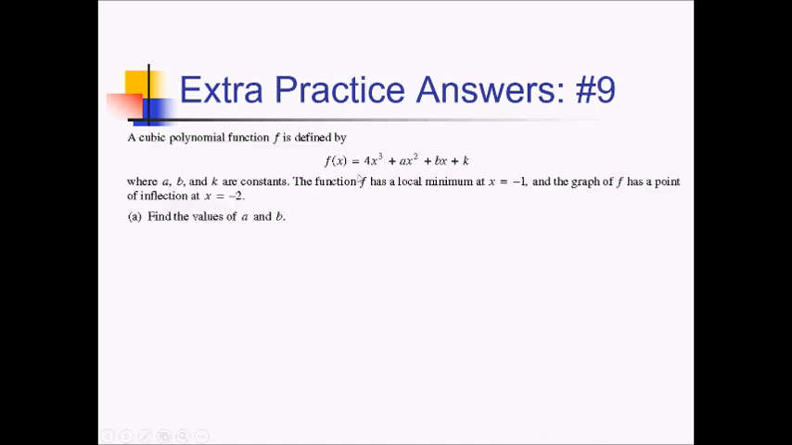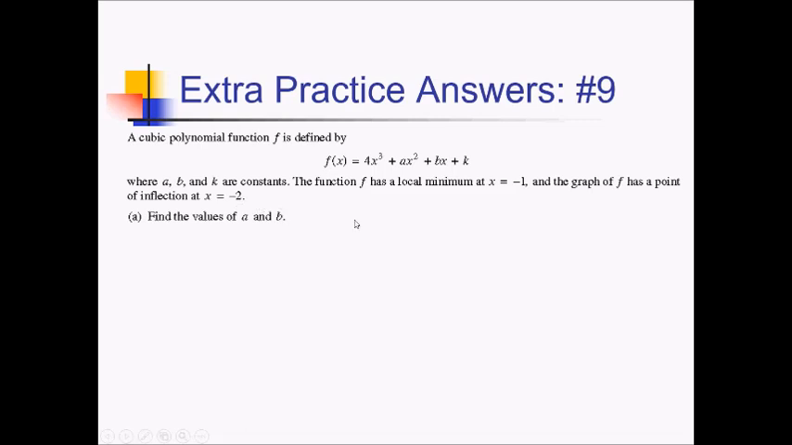On this problem, I'm given this f of x function with an a, a b, and a k that I don't really know, but I'm told they're constants. I'm also told that f has a local min at x equals -1 and a point of inflection at x equals -2. Based off this, I want to find the values of a and b.